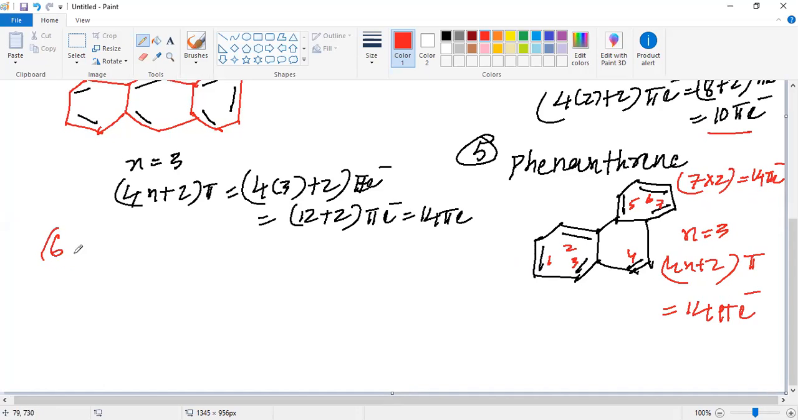Apart from that, my dear students, we can even have some other compounds which are ions. So we will have the sixth example. This sixth example is the example of an anion. This anion is known as the cyclopentadienyl.